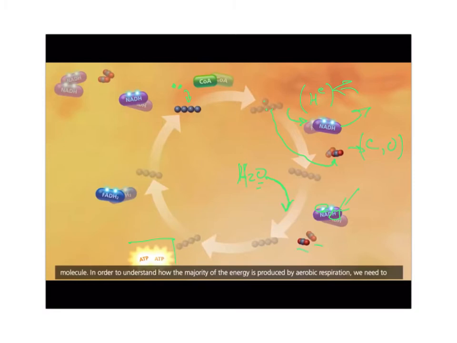You are getting some ATP out of it, and you're getting FADH2, which again is really just a mechanism of taking the electrons and the hydrogens and bringing them somewhere else. So this is what you're getting out of it: a little ATP and a lot of high-energy hydrogens and electrons. The majority of the energy is produced by aerobic respiration, so we need to follow the NADH and FADH2 molecules to the next stage, the electron transport chain.